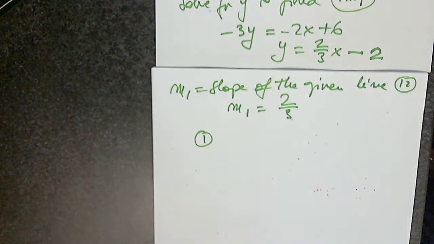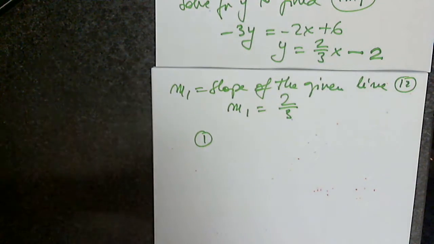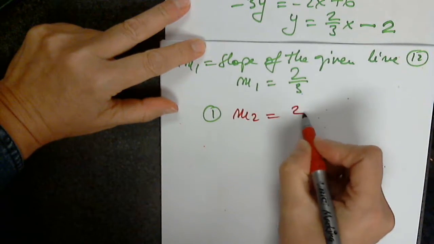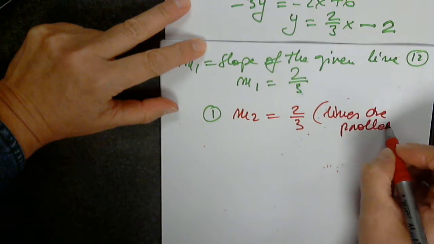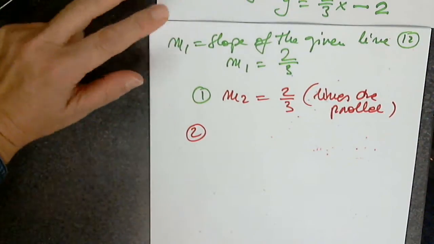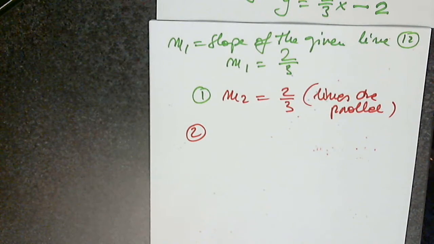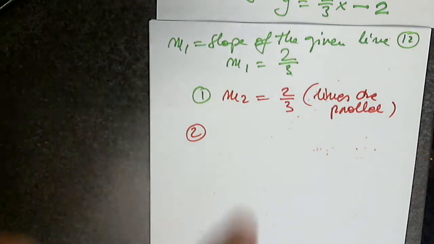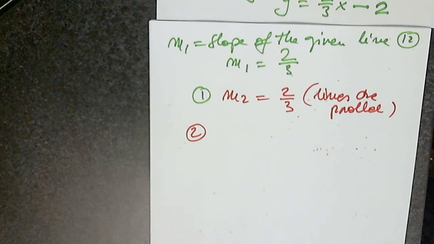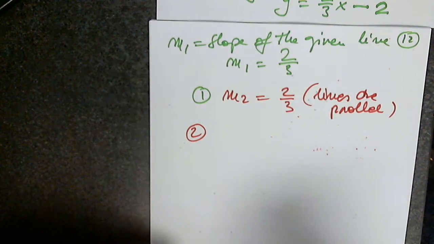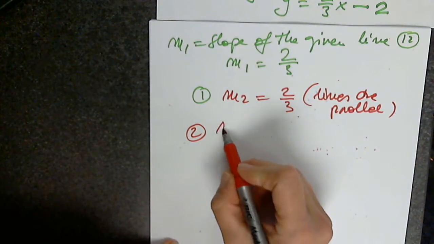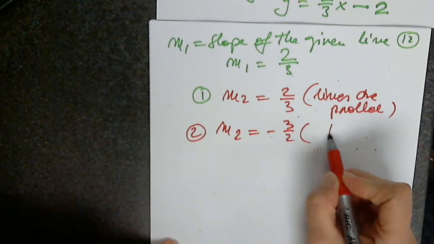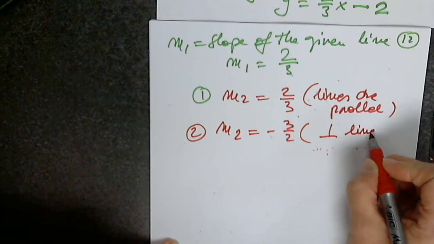What will be the slope of a line that is parallel to this one? 2/3. So M2 will be 2/3, since the lines are parallel. Number 2: what will be the slope of a line that is perpendicular to this line given in the problem, whose slope is 2/3? Negative 3 over 2. So -3/2 for perpendicular lines.